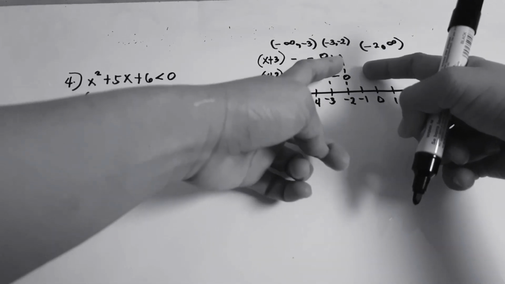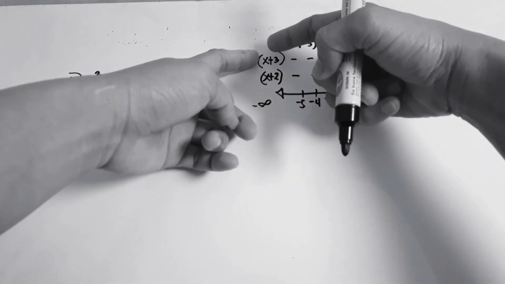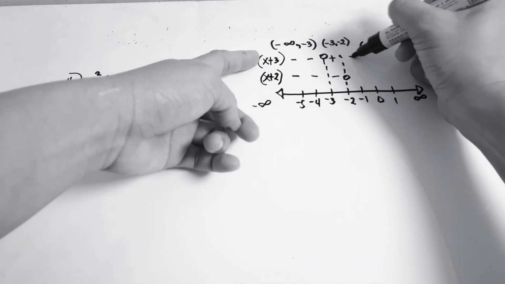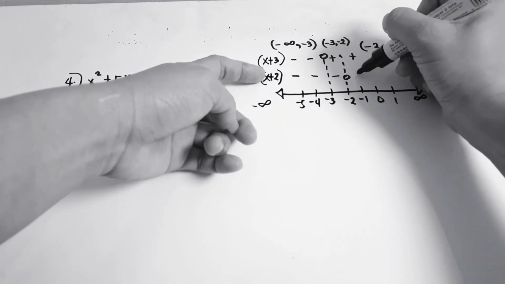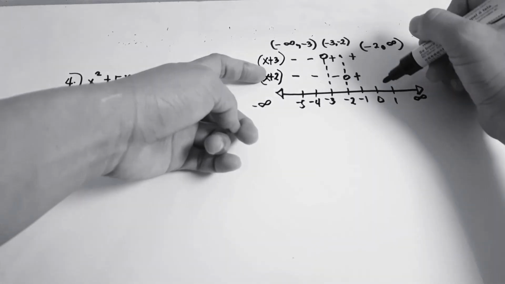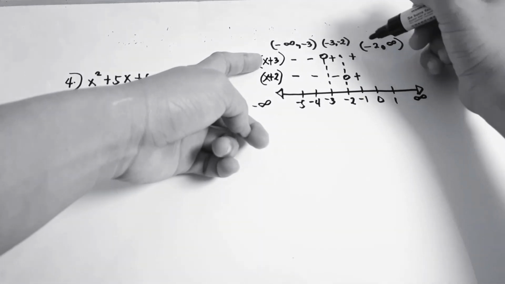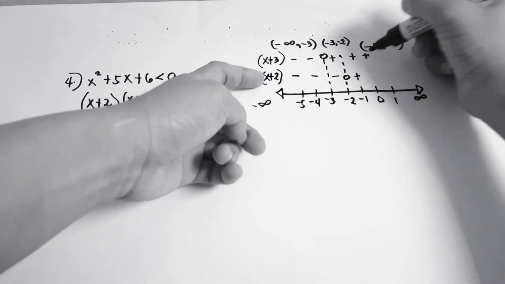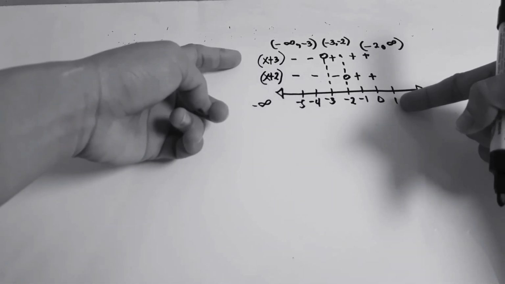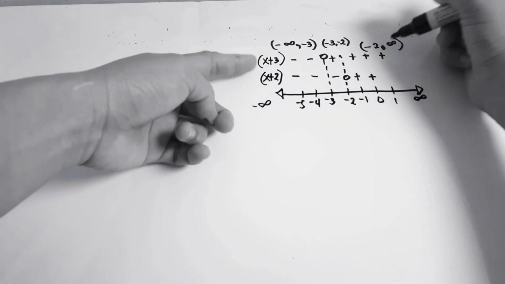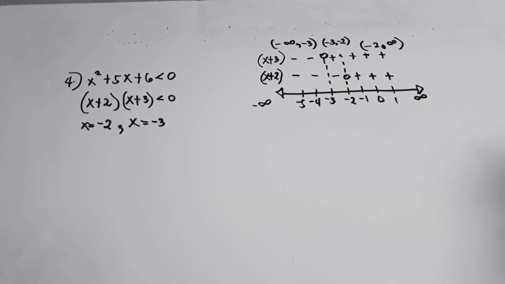So if the value of x is -1, then -1 plus 3 is positive, and -1 plus 2 is positive. Then if the value of x is 0, then 0 plus 3 is equal to positive, and 0 plus 2 is equal to positive. And then if the value of x here is 1, then 1 plus 3 is positive, and 1 plus 2 is positive.